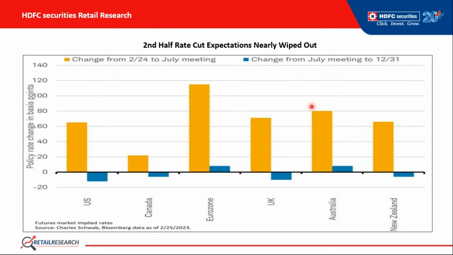So it's a hawkish stance not only from the US or the eurozone, but we can see the UK, Canada, Australia, New Zealand, all the major economies facing the same issues. What we are seeing is that the second half of the year could not be as good as the market priced in six months before.